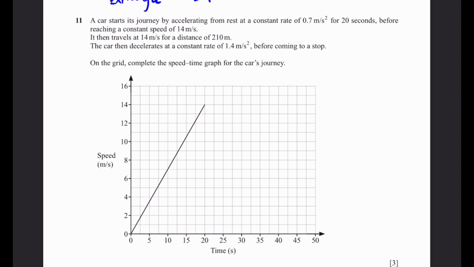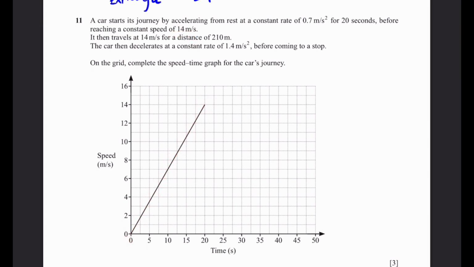Question 11. A car starts its journey by accelerating from rest at a constant rate of 0.7 meters per second squared for 20 seconds before reaching a constant speed of 14 meters per second. It then travels at 14 meters per second for a distance of 210 meters. The car then decelerates at a constant rate of 1.4 meters per second squared before coming to a stop. On the grid, complete the speed-time graph for the car's journey. So it reaches a speed of 14 meters per second, that is given over here.